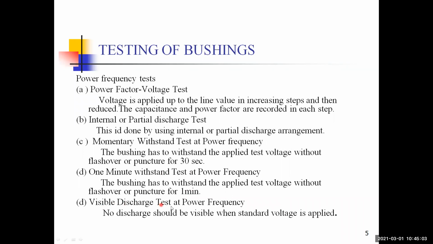And next, the visible discharge test at power frequency. No discharge should be visible when standard voltage is applied. For example, single phase 230 V or three-phase 11 kV, 33 kV; these are the standard voltages. Only if you apply voltages above those will a discharge be visible. So in the visible discharge test at power frequency, no discharge should be visible when standard voltage is applied.